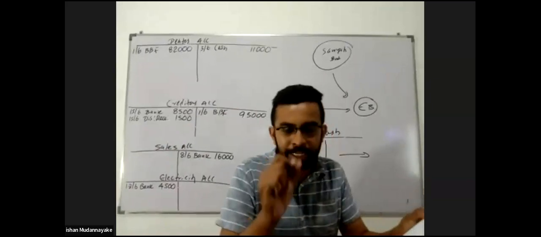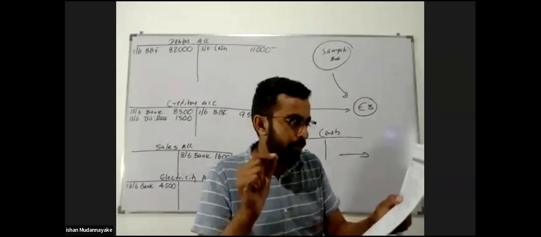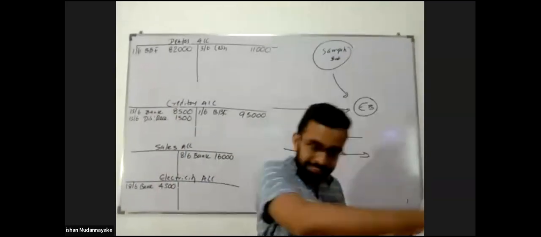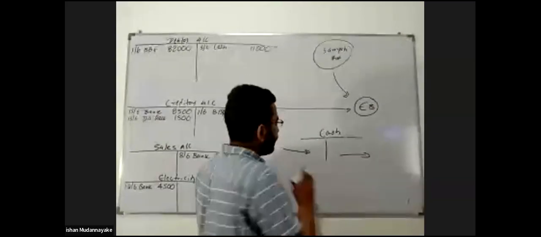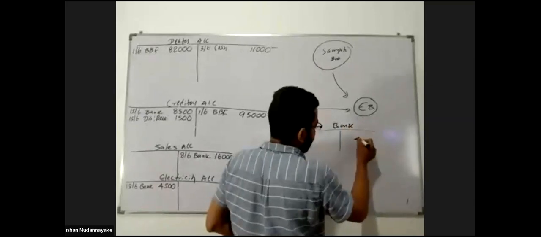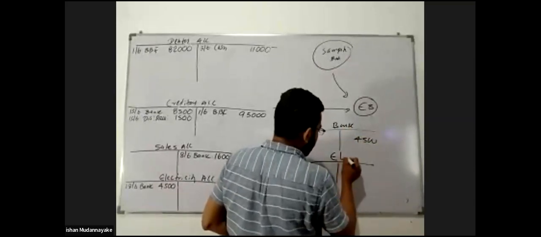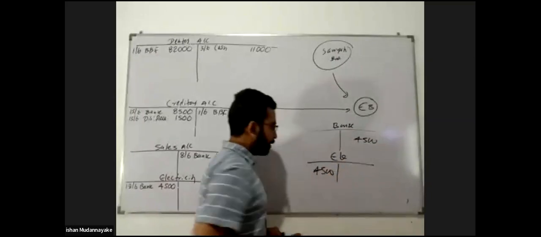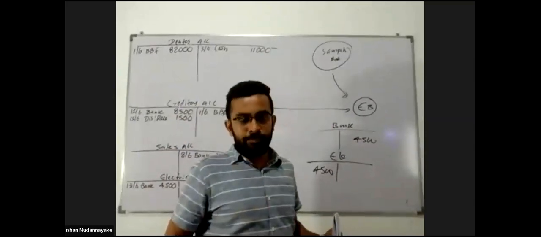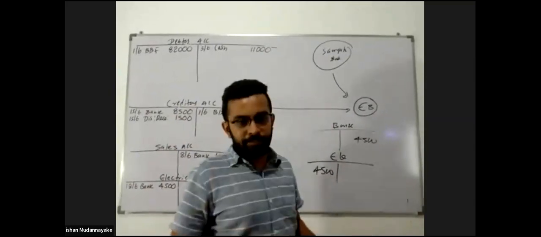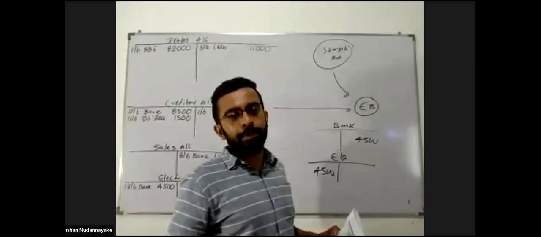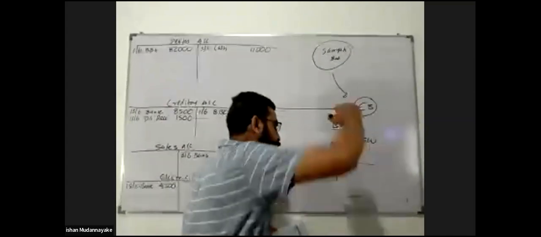When you issued a check to the electricity board, you passed a double entry: bank account credit 4,500, electricity account debit 4,500. That's a double entry. But our bank refused to pay cash to the electricity board. The issued check is returned. Then how to correct this double entry? You need to reverse the double entry.